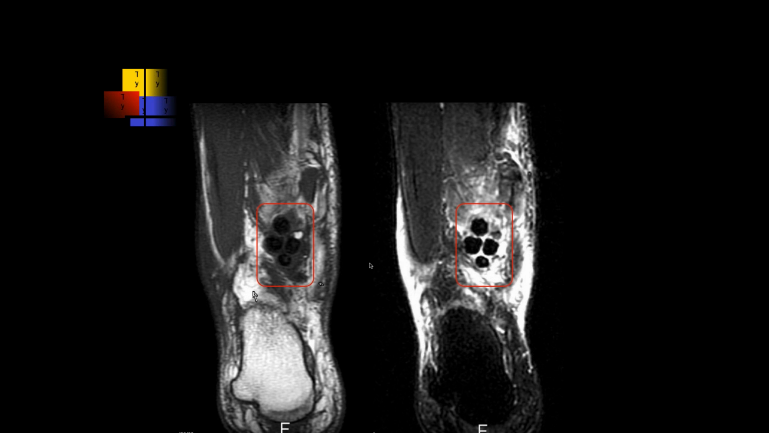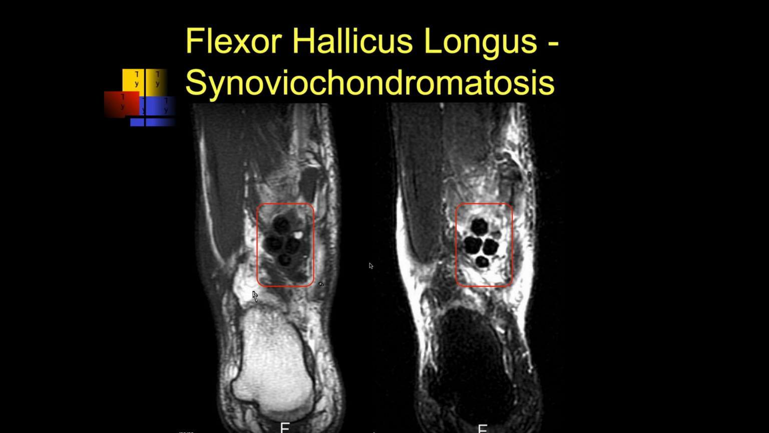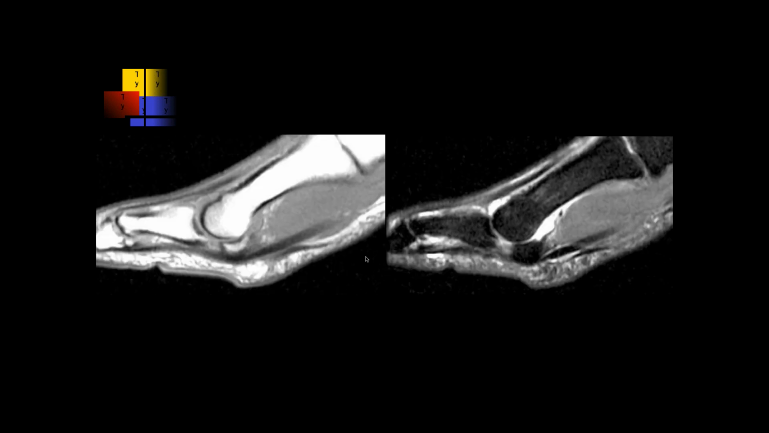I'm not sure if this is calcific tendinopathy, or a foreign body, or synovio-entheseal. So these are calcific bodies, multiple calcific bodies in the flexor hallucis longus tendon sheath, and like other areas where you have synovium, you can get synovial chondromatosis. Oh, so this is osteochondromatosis, right?